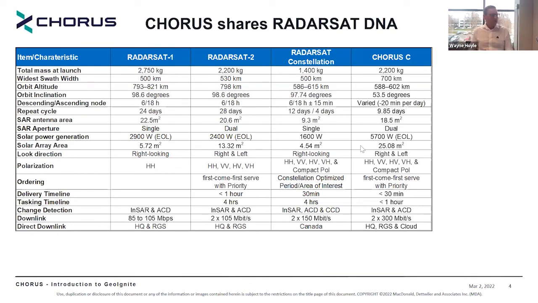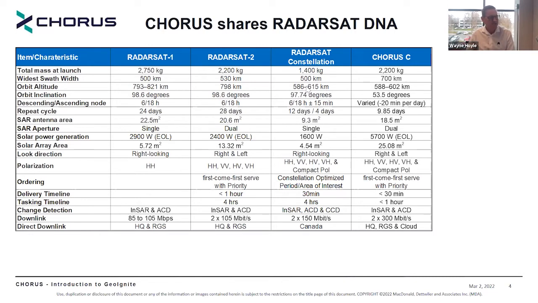Talking a little bit about the CHORUS heritage, and really what I'm saying here is it shares an awful lot of the RADARSAT DNA. As I mentioned before, this is our 4th generation satellite. As you can see from the top row here, the mass of the satellite is going to be about 2,200 kilograms. So it's a very large satellite, about 50% bigger than RCM, about the same size as RADARSAT 2. The biggest swath width for CHORUS is going to be 700 kilometers.